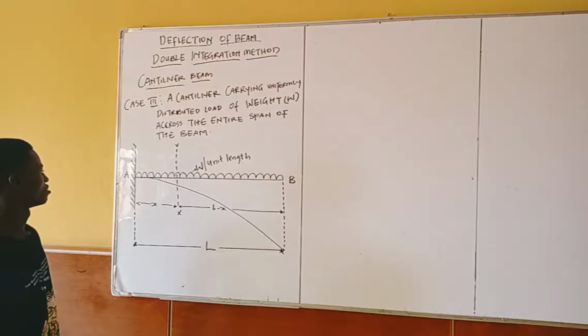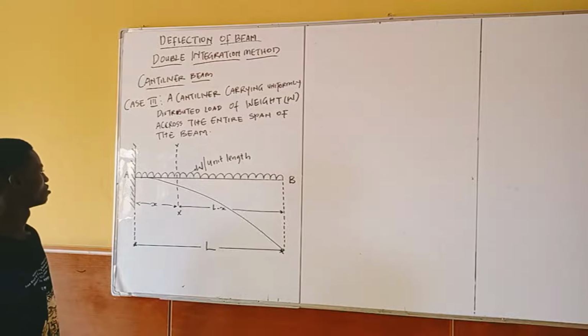So now, this is the equation for maximum slope at any section of the beam. This equation is the equation for slope at B. So what next for us is to find the equation for deflection at any section of the beam and the maximum deflection.